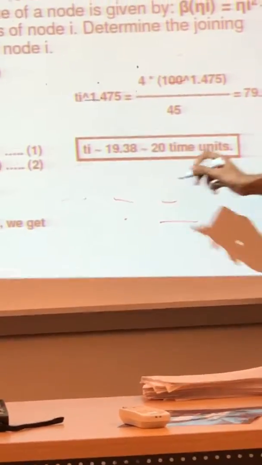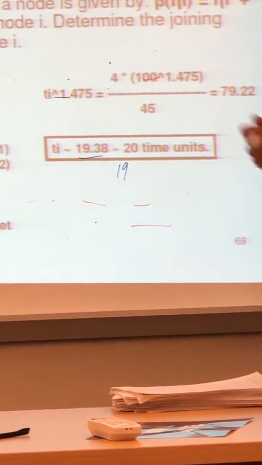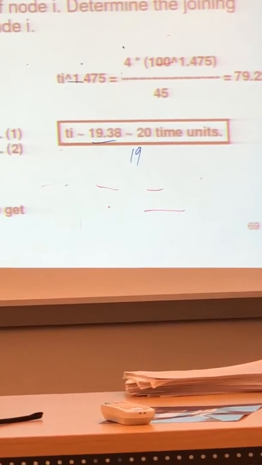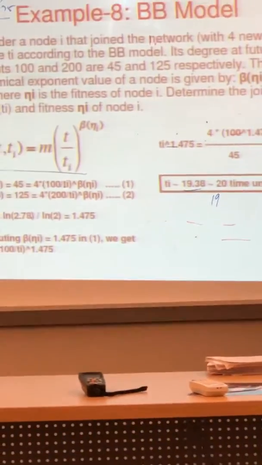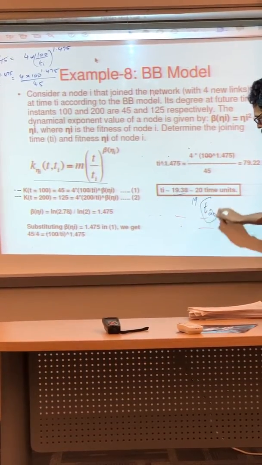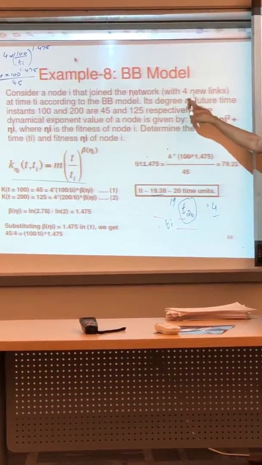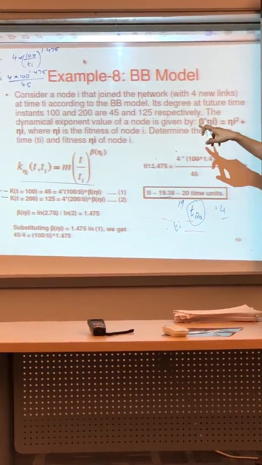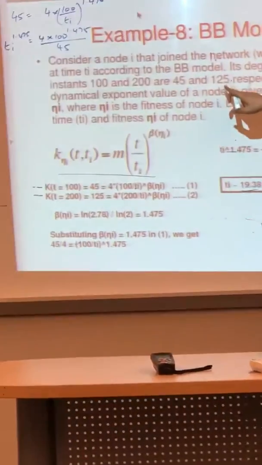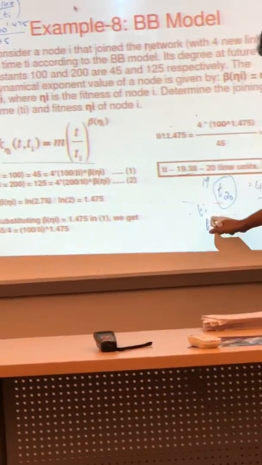The reason we did not round to 19 is because it's greater than 19. So we should round to the next largest integer. So that is 20. So what is that 20? That's the joining time of this node. So at time 20, it joined the network. And its degree at that time is 4 because it got 4 new links. And at time 100, you are measuring its degree, it is 45. Okay? So try to just see if the numbers make sense.